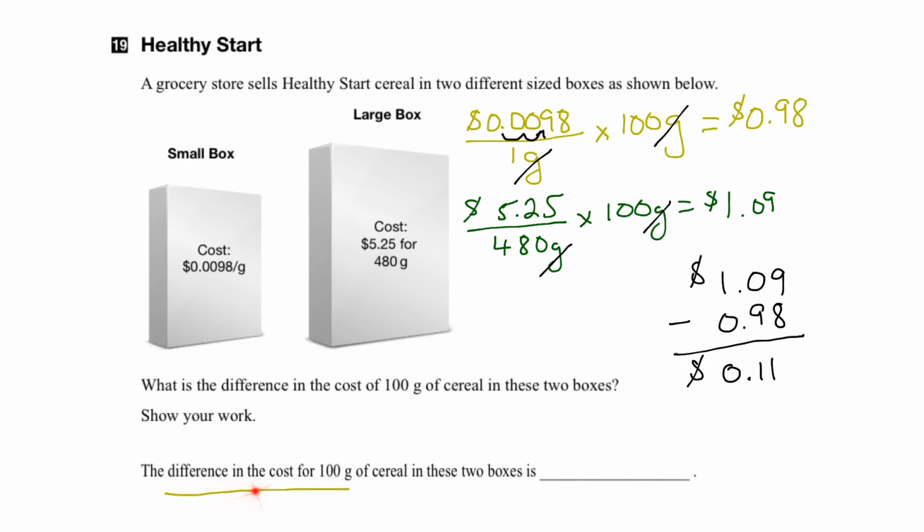So the difference in the cost for 100 grams of cereal in these two boxes is 11 cents, 0.11. And there you go.